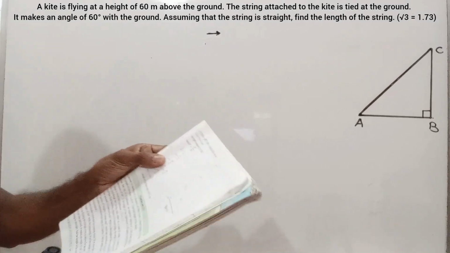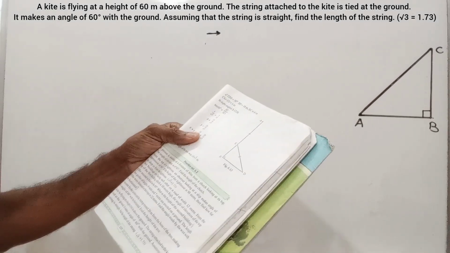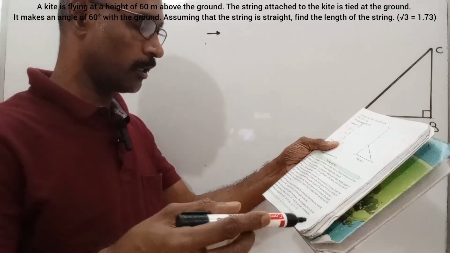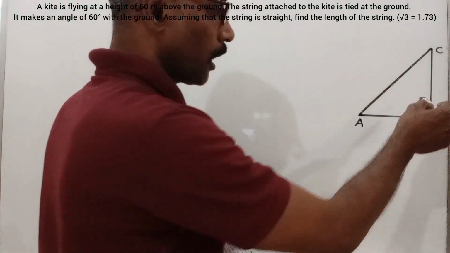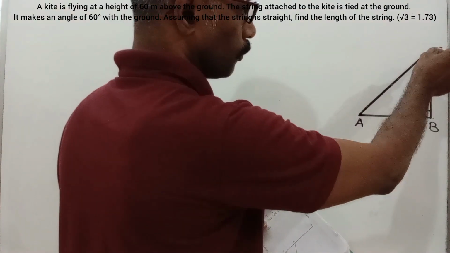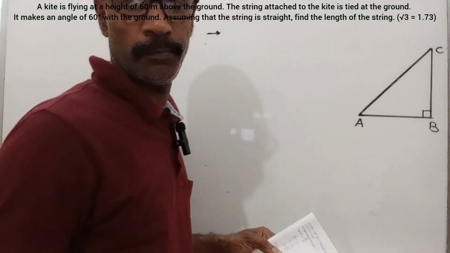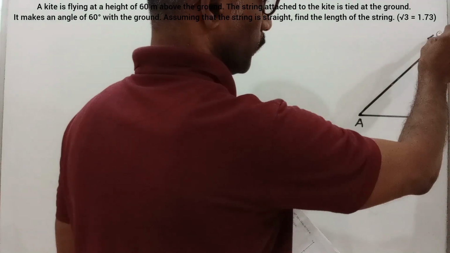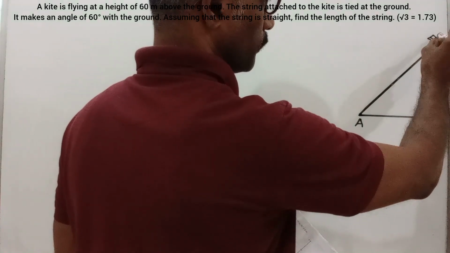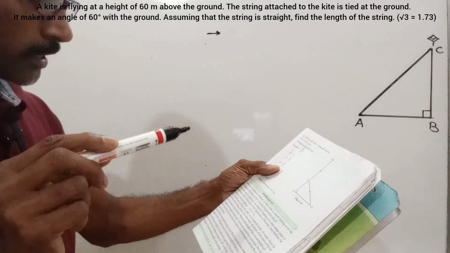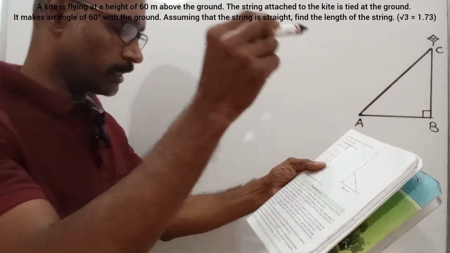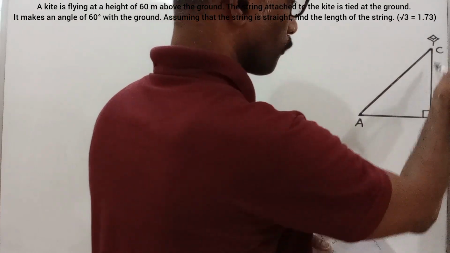Practice set 6.2 question number 6. A kite is flying at a height of 60 meter above the ground. This is the ground, AB is ground. The kite is here at C. Now this kite is at a height of 60 meter from the ground.